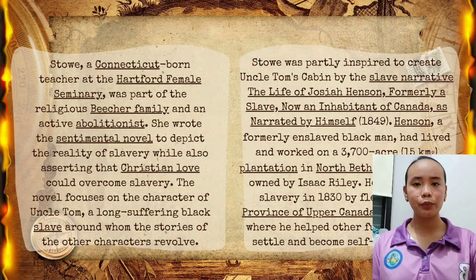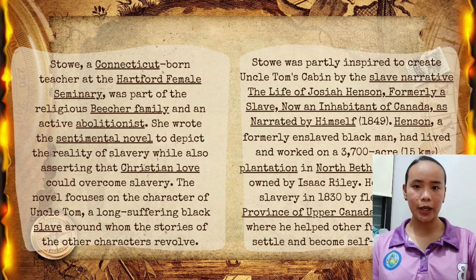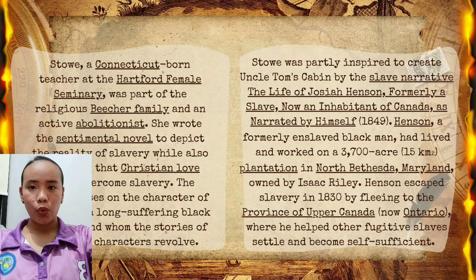Stowe, a Connecticut-born teacher at the Hartford Female Seminary, was part of the religious Beecher family and an active abolitionist. She wrote the sentimental novel to dispel the reality of slavery while also asserting that Christian love could overcome slavery. The novel focuses on the character of Uncle Tom, a long-suffering black slave around whom the story of the other characters revolves. Stowe was partly inspired to create Uncle Tom's Cabin by the slave narrative The Life of Josiah Henson, formerly a slave, now an inhabitant of Canada.